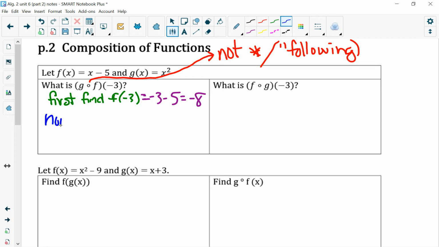Now, g following f of negative 3 means I'm going to find g, but not g of negative 3. I'm going to take the result I got from f of negative 3, which was negative 8. So I'm going to find g of negative 8. I plug that in for x, and it's best to put it in parentheses, into my g function. Negative 8 squared gives me 64. That is my final answer.